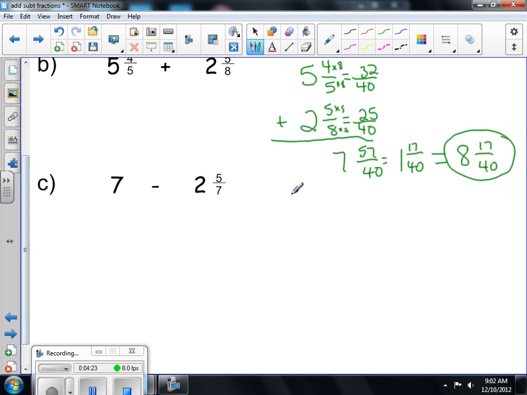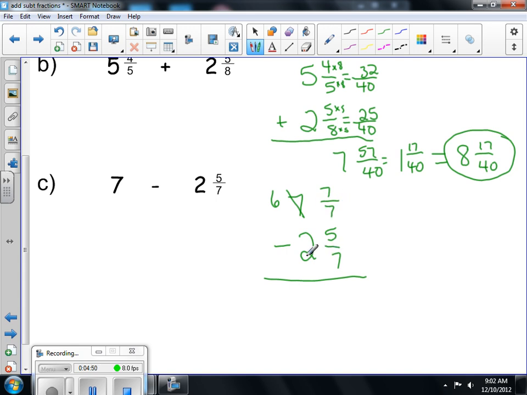Okay, and let's look at this last example. 7 minus 2 and 5/7. Now this is one that oftentimes students mess up on. I'm needing to take away 5/7. If you think about those tiles that we had out, we only have 7 green strips. Can I take away any 5/7? No. So what do you have to trade one of them in for? For 7s, which would be 7/7.